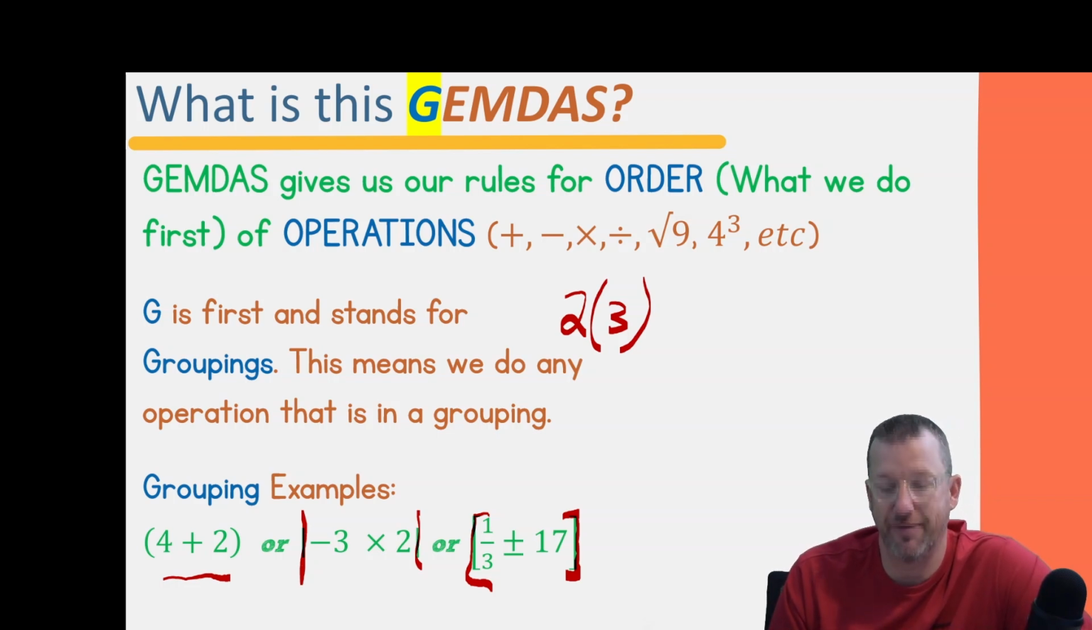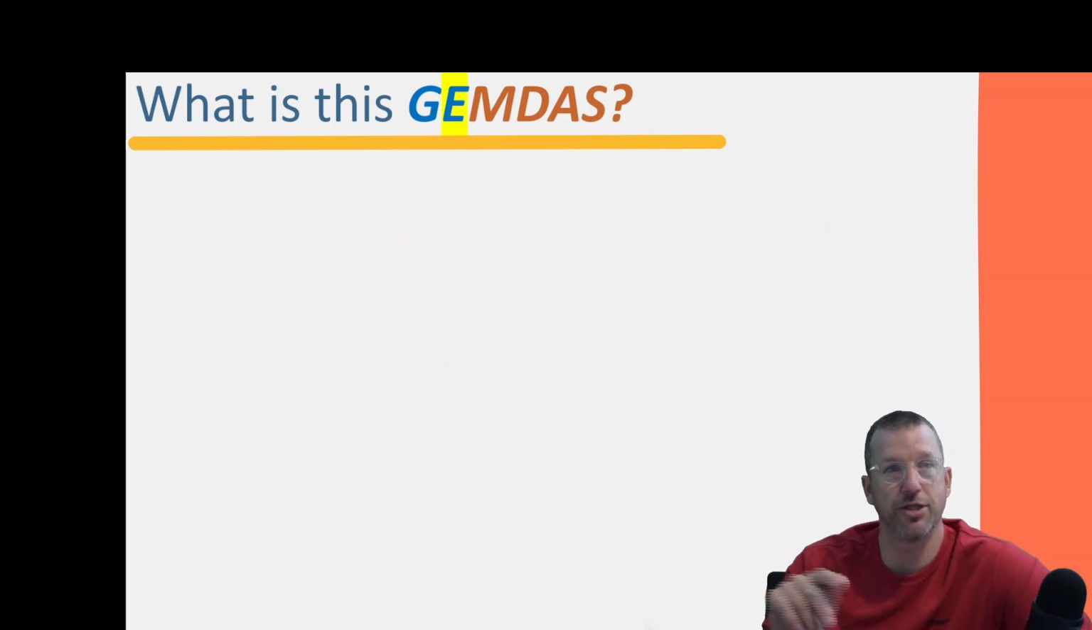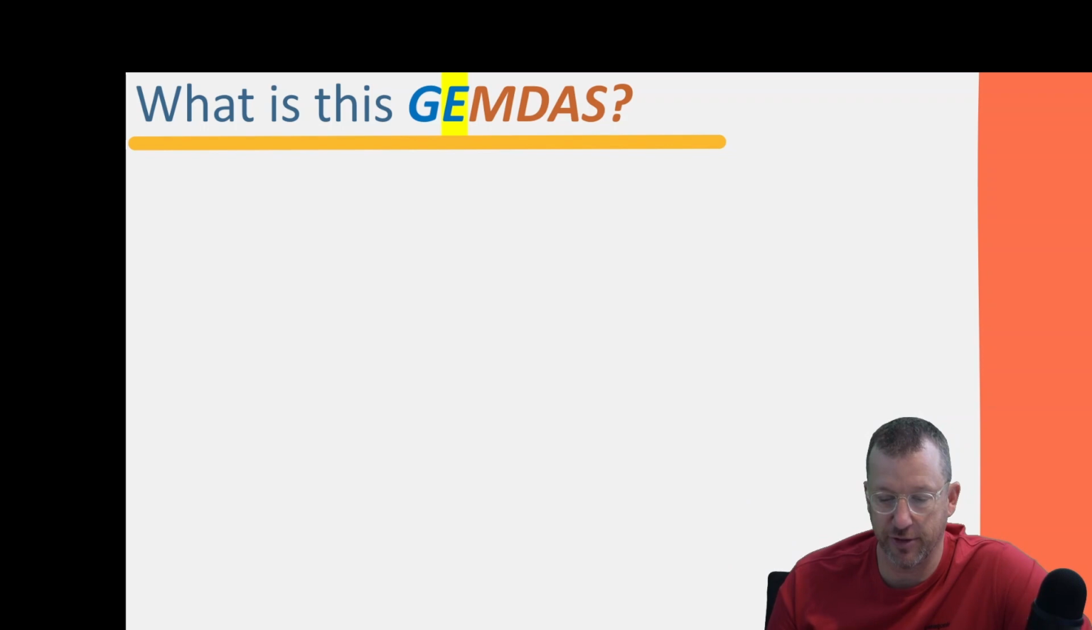There's just a number inside of it. That's simply telling us to multiply. A grouping has to have things to be done inside of it. Okay. So we find a problem and we see where the groupings are, and we do what's inside of the groupings first. All right.